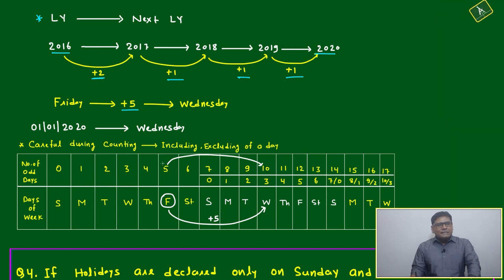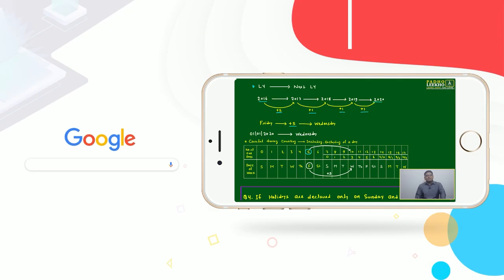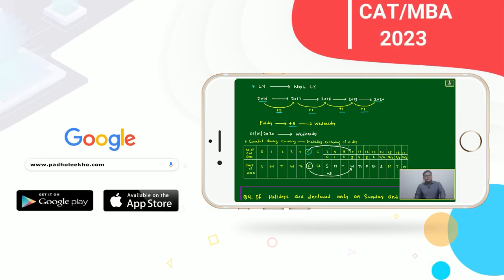How can we say this very easily? If you are not able to do it based on the day, just do it based on numbers. Friday means 5. 5 plus 5 will be 10. 10 represents 3, because 10 divided by 7 leaves remainder 3. 3 means Wednesday.